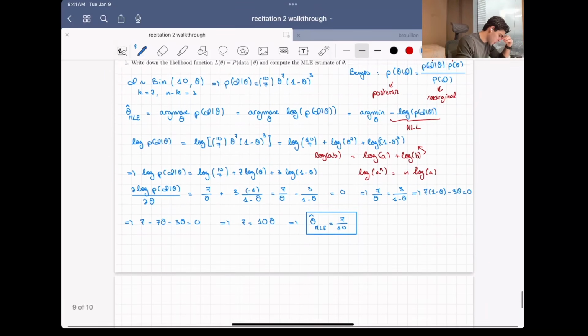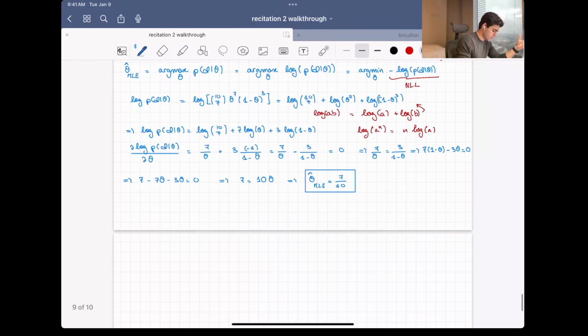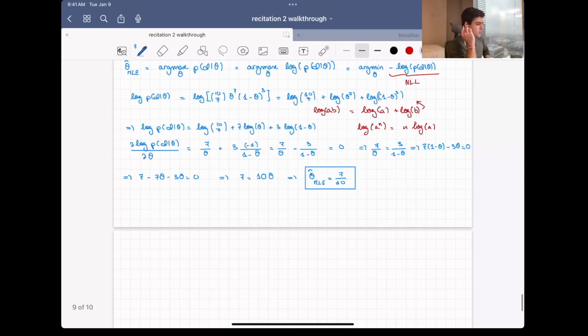Some people would make the argument that you have to further cement that this is a maximum, not a minimum. You have to take the second derivative and prove that it's negative. In this course, I haven't seen us really go into this much detail. Usually we just take the derivative, set it to zero, and then solve. So let's leave it at that now, and let's go to question 2.